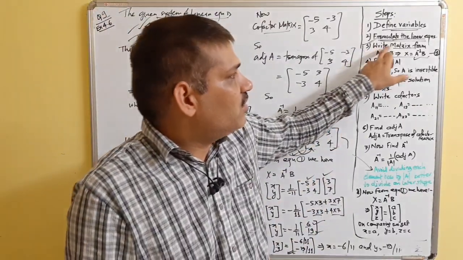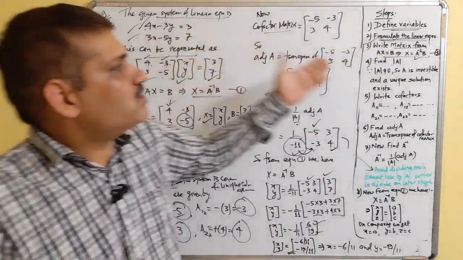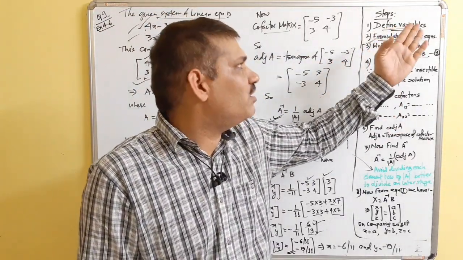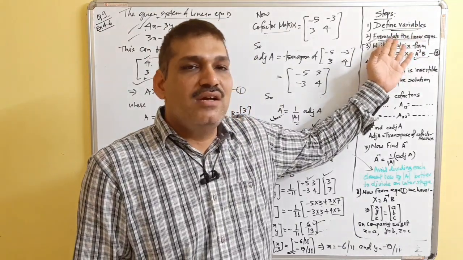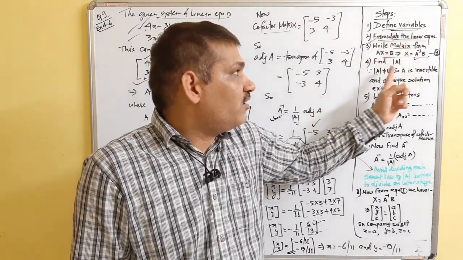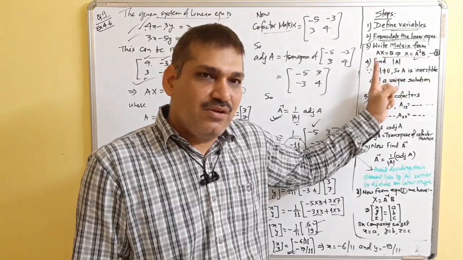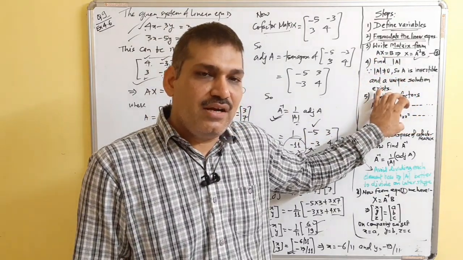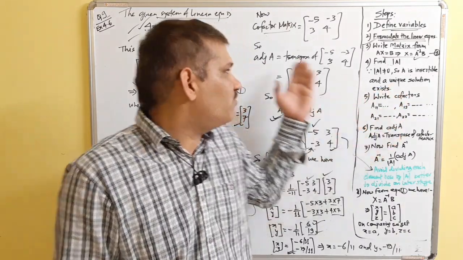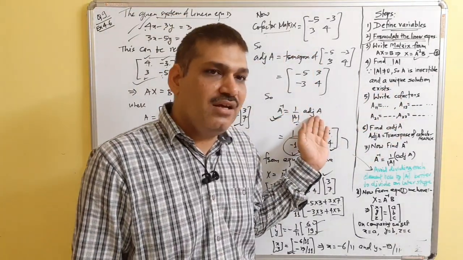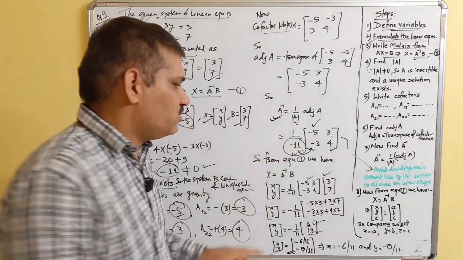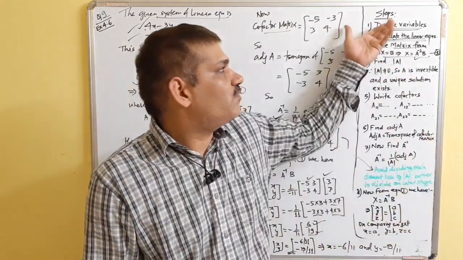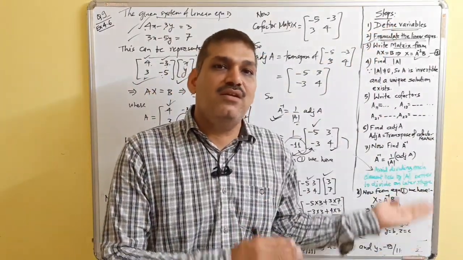If you are given the system of linear equations already, then you just write it in matrix form. And if you are given a word problem, then first define the variables, formulate the linear equations, then write in matrix form, then find determinant A. Determinant A must be non-zero, then only we proceed. And now write the cofactors to find the adjoint A, then find adjoint A. The A inverse is 1 upon determinant A times adjoint A, and for the final solution, X is equal to A inverse B. On comparing, we get x, y, z, and if it is a word problem, then the answer must be given in words only.